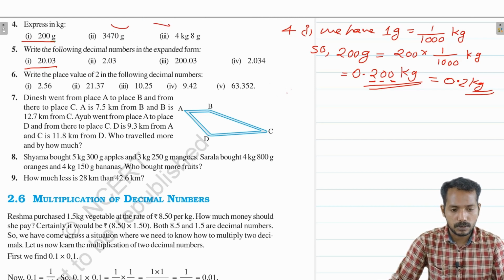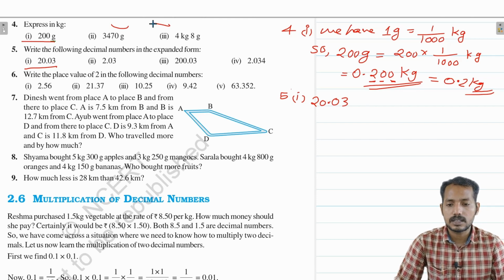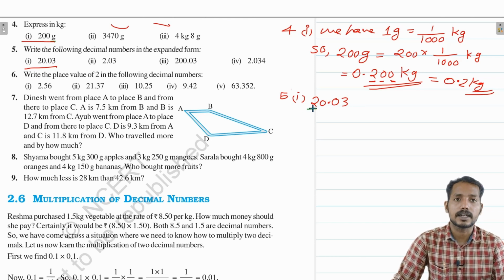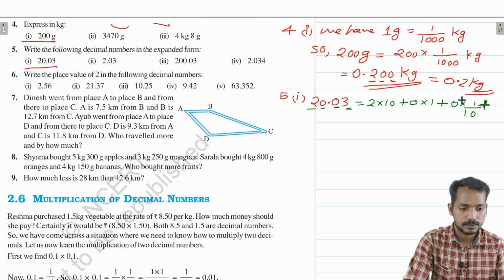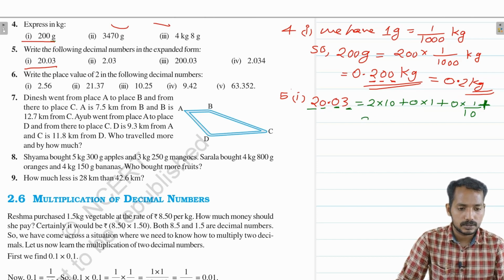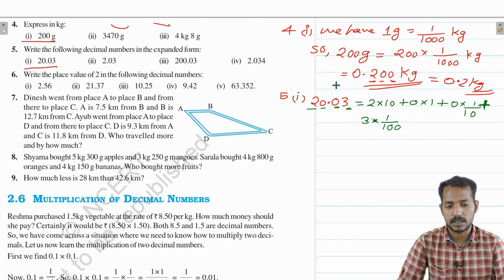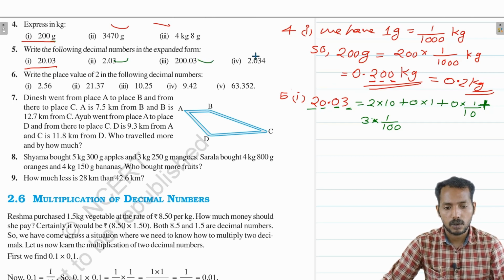Question number 5, option number 1. 20.03. Very simple one. What is the place value of 2? Here, tens. So 2 into tens plus the place value of 0 is 0 into 1, plus this 0 is actually the value of 0, that is 1 by 10, plus the last digit, I am writing here 3 into 1 by 100, because 3 is at the 100th place. Clear? Similarly, you can try the other options.